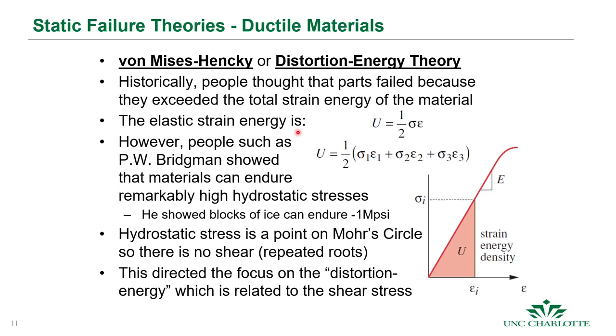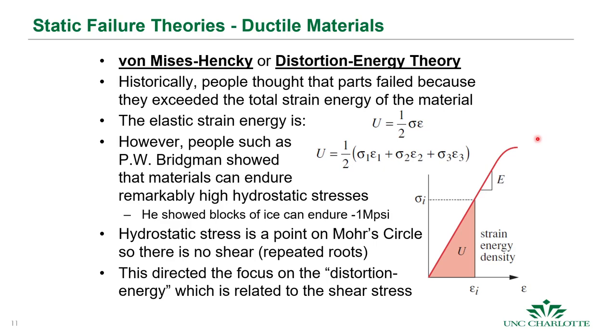So I want to talk a little bit about how we got this von Mises stress theory. It's also called the distortion energy theory. And so I want to tell you a little bit about how we got to this distortion energy theory. Historically, people thought that parts failed because they exceeded the total strain energy of the material, and the strain energy, which we've described before, is half the stress times the strain. That's the area under the curve for the elastic part of that material. So they think, well, if you get enough strain energy, then eventually the material will fail.